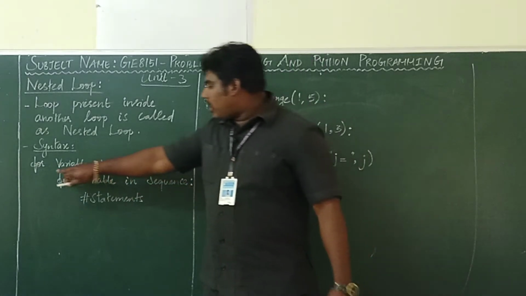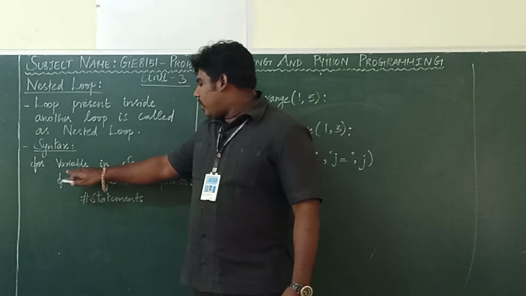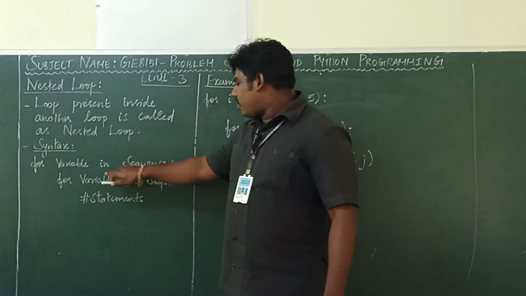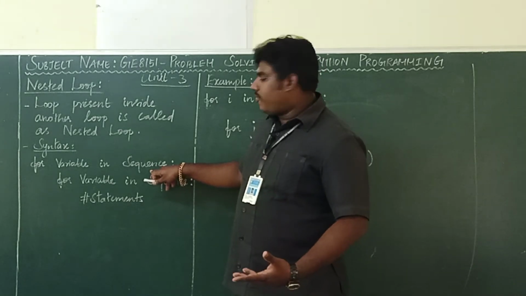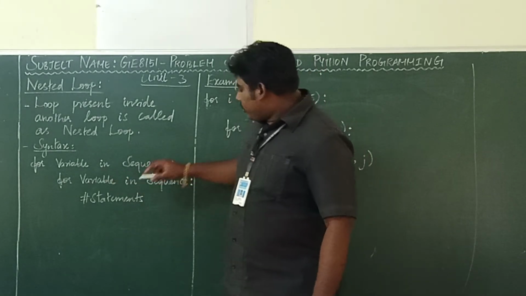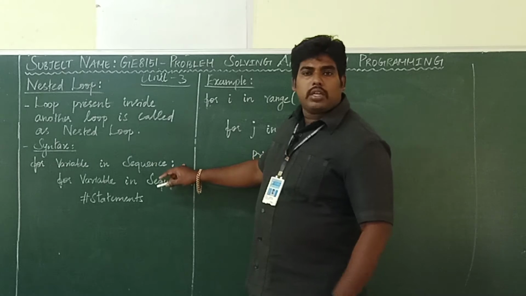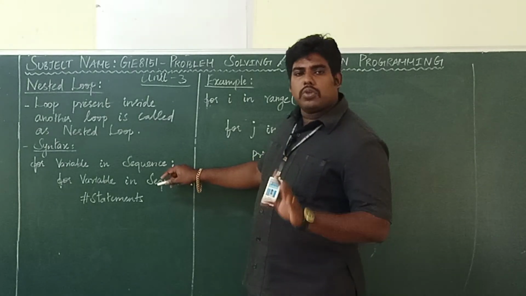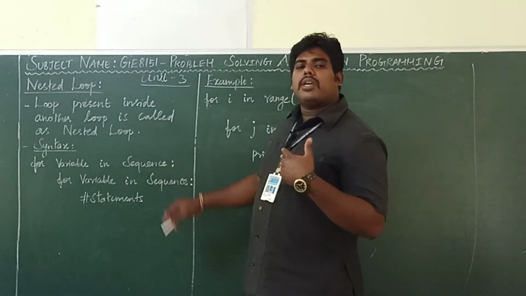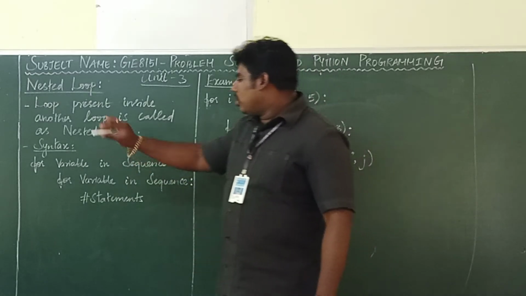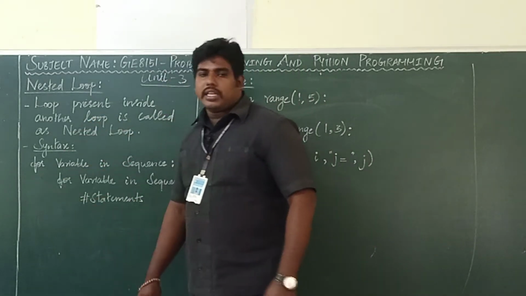So syntax: for is a keyword and variable, in is the membership operator, here it is a sequence. Sequence means any collection data type we can use. Again, see, once you put the colon, don't forget you have to use the indentation. Once the previous statement has the colon, you must give the indented block.